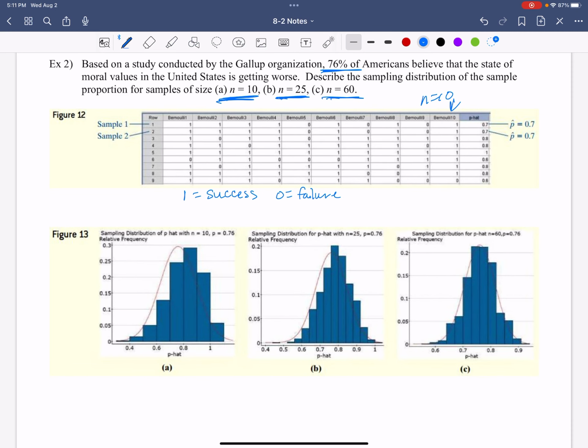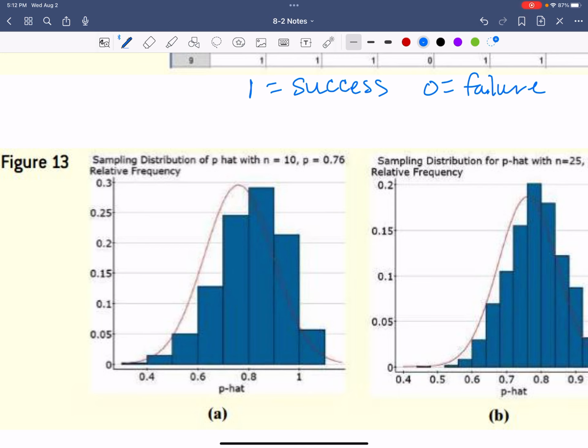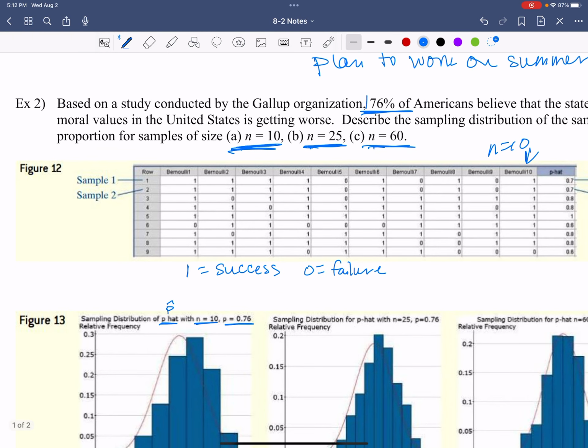And look at what kind of data we're given. Can you see this? I'm going to make this bigger because I feel like you can't see it very well. So the sampling distribution of p hat, n is 10, p is 0.76. Now, why is that 0.76? Where'd that come from? Yep, 76% of Americans. So when we write P, we're not writing it as a percentage. You always change it to a decimal. So that P here is 0.76 that we're working with.